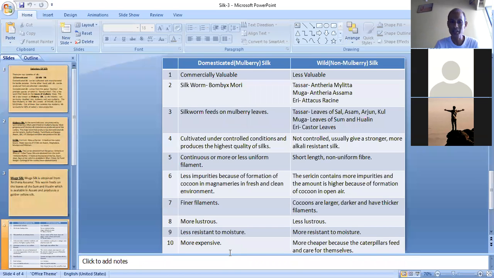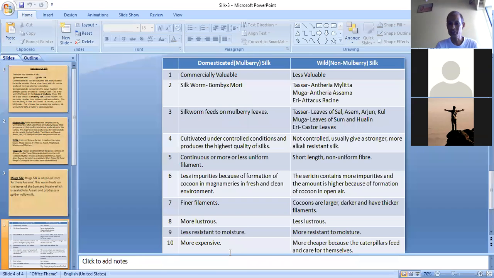Cultivated, this domesticated silk is cultivated under controlled condition and produces the highest quality of silks. It is not controlled, usually gives a stronger, more alkali resistant silk. Fifth one is continuous or more or less uniform filament. Here short length, non-uniform filament or fiber. Less impurities because of formation of cocoon in magnaneries in fresh and clean environment. This contains more impurities. Here we are getting finer filaments. Here we are getting thicker filaments or coarser filaments.